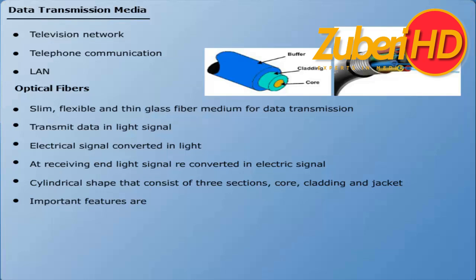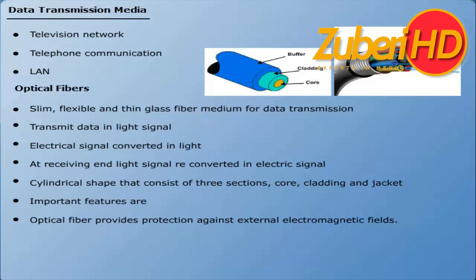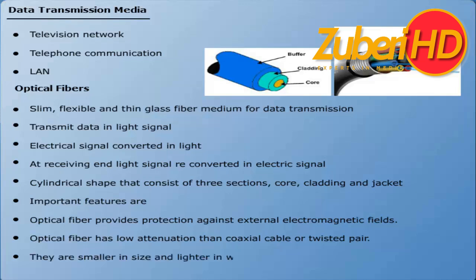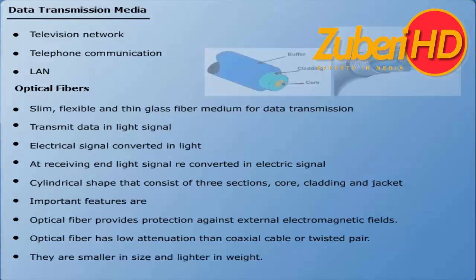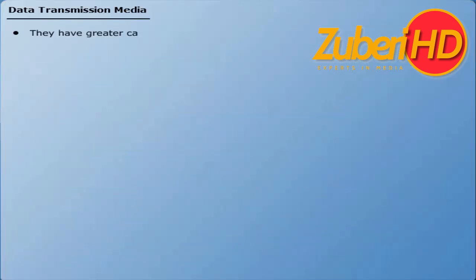Some important features of optical fiber include the following. Number 1. Optical fiber provides protection against external electromagnetic fields. Number 2. Optical fiber has low attenuation than coaxial cable or twisted pair. Number 3. They are smaller in size and lighter in weight. Number 4. They have greater capacity of data transmission.